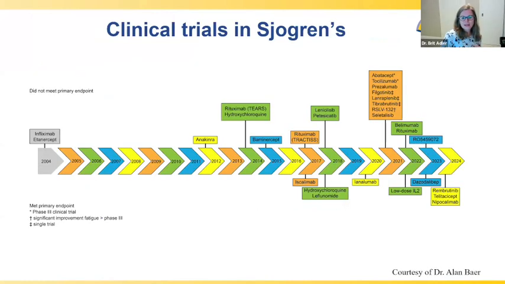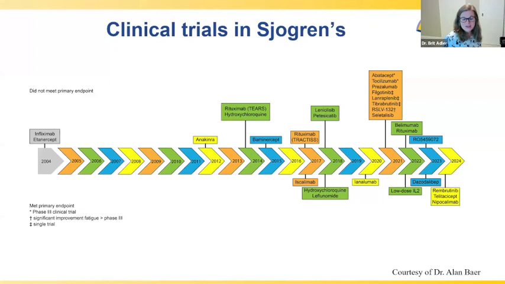And in my last slide here, I just wanted to show this trajectory of clinical trials in Sjögren's, because I think this is really exciting. This is a slide that's courtesy of Dr. Alan Baer in the Hopkins Sjögren Center, and you can see that there is a lot of momentum right now for clinical trials in Sjögren's. So it's a very exciting time.